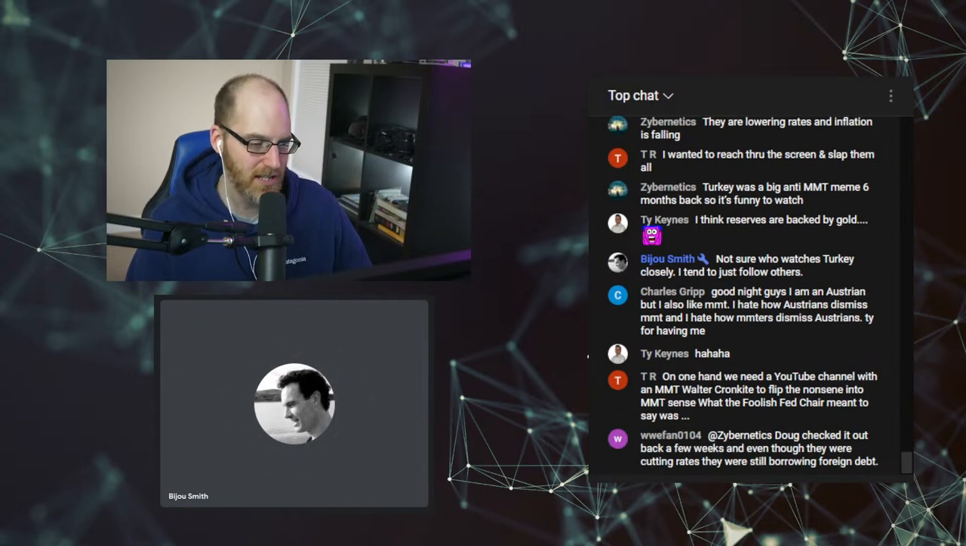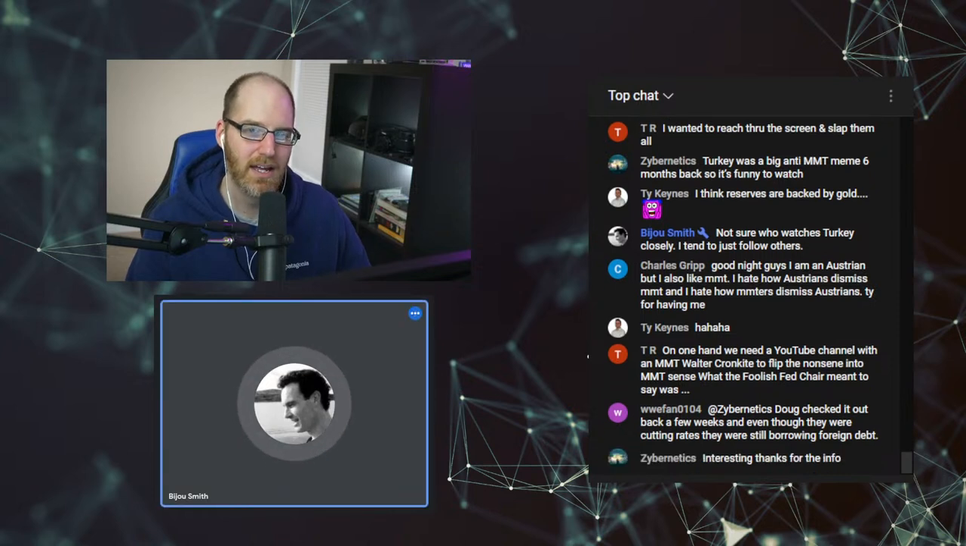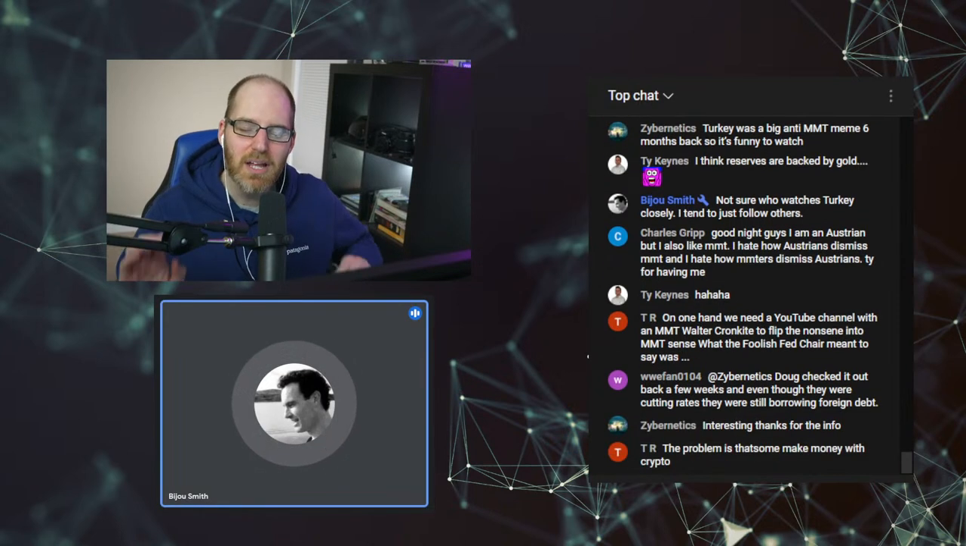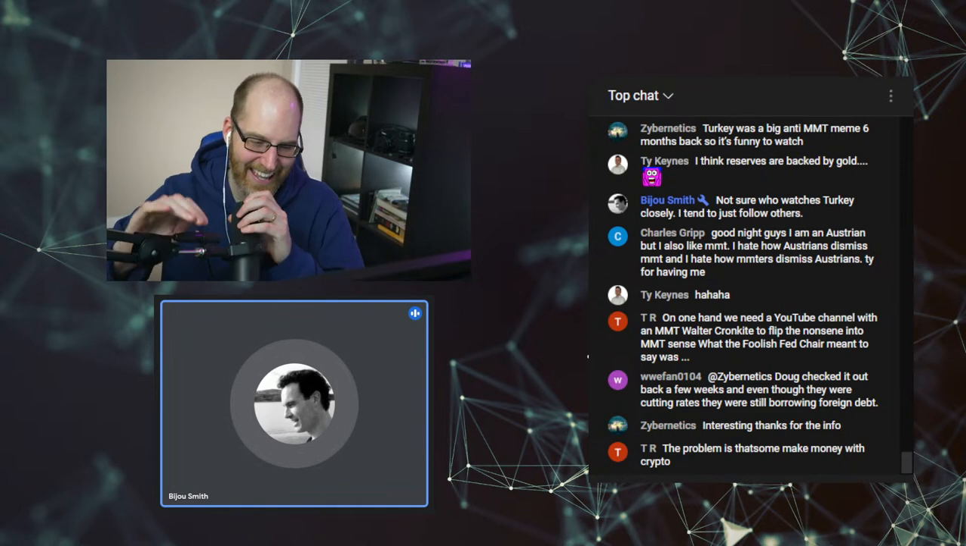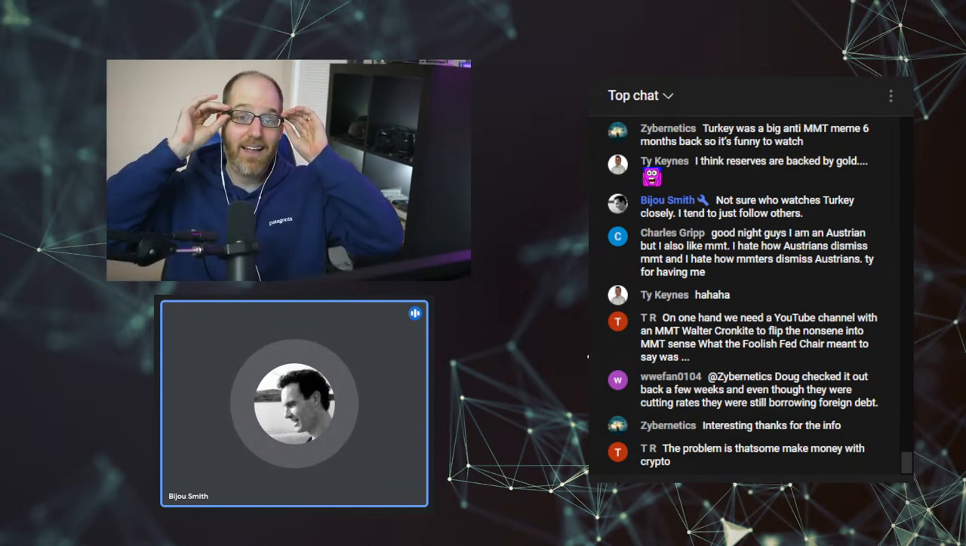I started my journey out as an Austrian as well. You can still be a true MMT-er and still have a very high view of the individual and a lot of the stuff that I think is very important to the Austrian mindset. And small government can work for some. It's what your culture wants. You have a chance of getting.